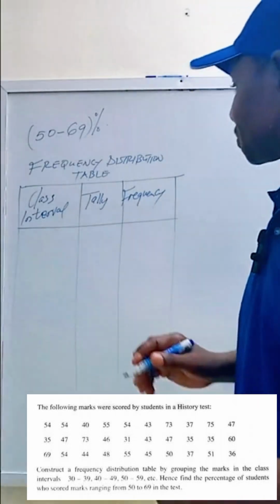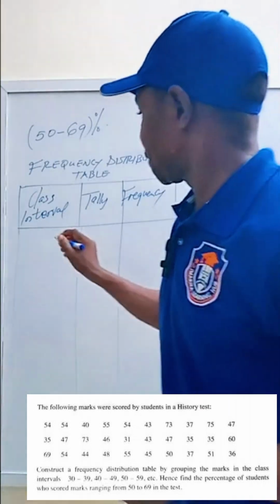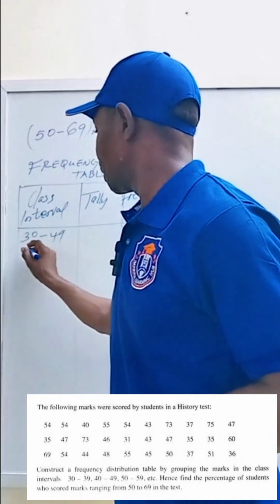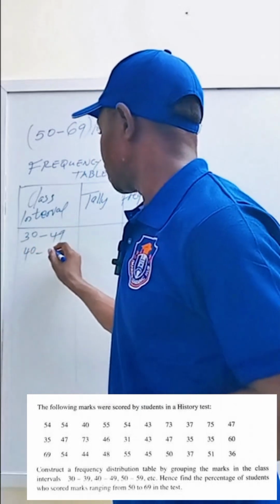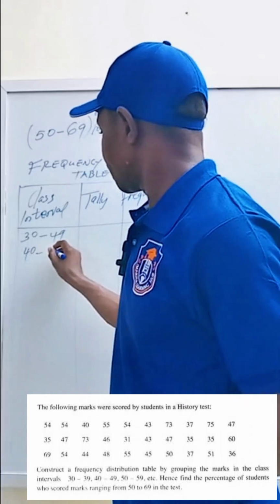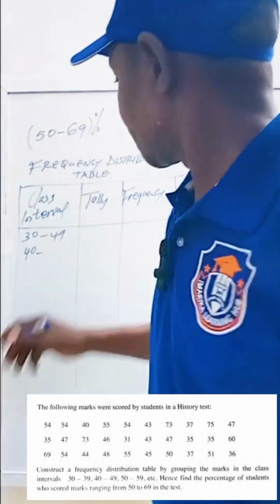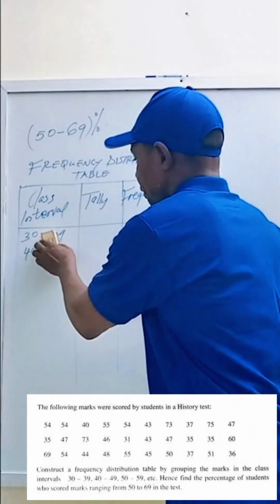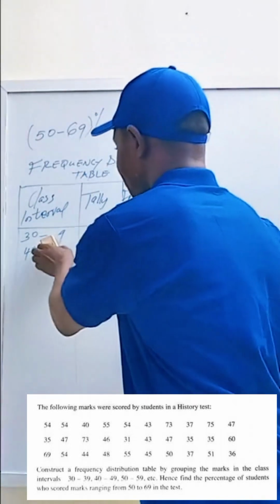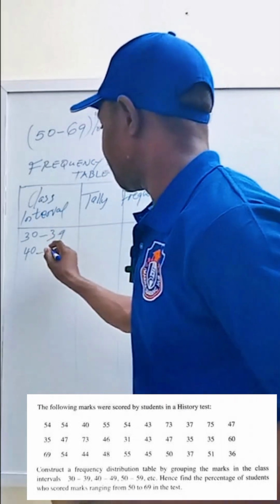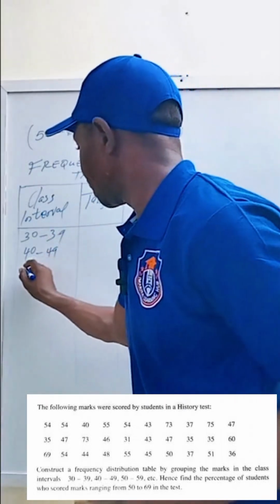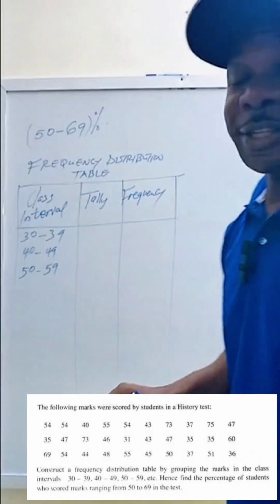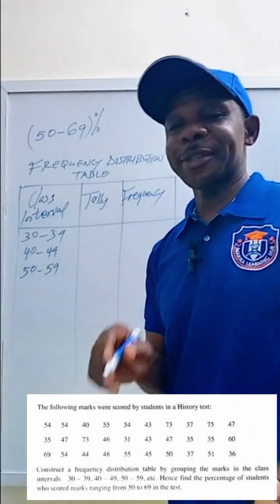So the interval given, we are told it's from 30 to 39. Sorry, I said 39 and I wrote 49, so let's make a correction here. From 30 to 39, then 40 to 49, then 50 to 59. The question says etc.